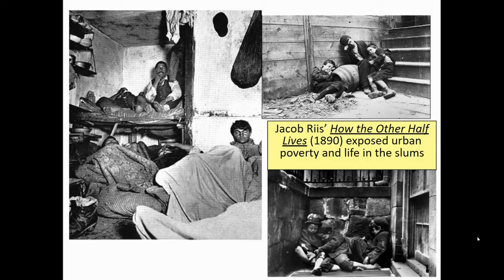So, talking about some of the reformers, how are they going to deal with this? Well, one of the individuals was named Jacob Riis. He wrote a book called How the Other Half Lives to expose the urban poverty and life in the slums. And he also took pictures. And I'm going to read to you an excerpt from How the Other Half Lives by Jacob Riis.